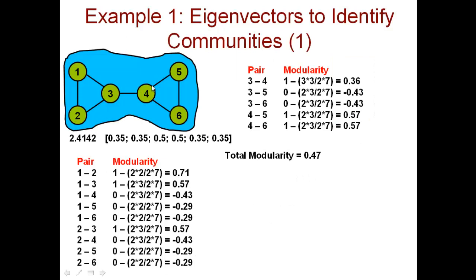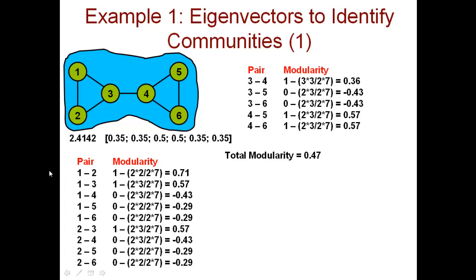So if all the 6 vertices are in one community, let us go ahead and calculate the modularity score. Run your pairwise modularity program and determine all the pairwise modularity scores. Sum them up. The total modularity score is 0.47 if all the 6 vertices exist as one community.